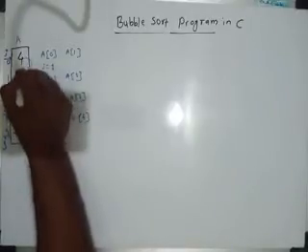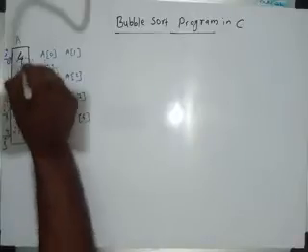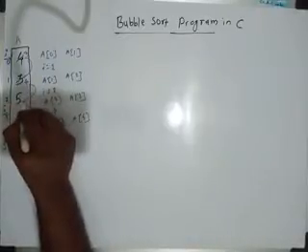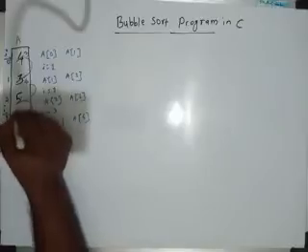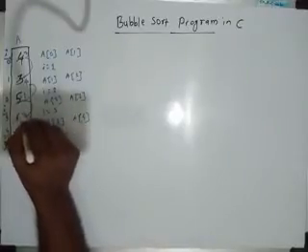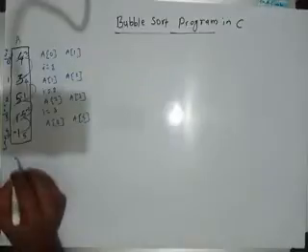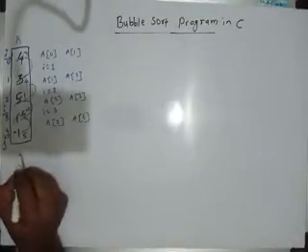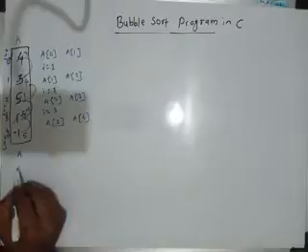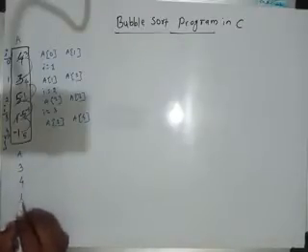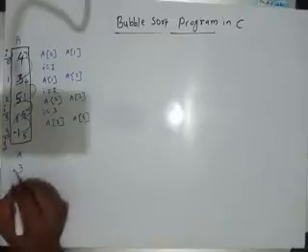So 4 is compared with 3, so 4 is greater than 3, so I'll swap this 3 and 4. Then I'll compare 4 with 5, so 4 is less than 5, so don't swap. Then I compare 5 with 1, so 5 is greater than 1, so I'll do the swapping. So 5 is compared with minus 1, so minus 1 is less than 5, so I'll do the swapping. So at the end of this, I have the array which is looking like this: A is the array 3, 4, 1, minus 1 and 5.